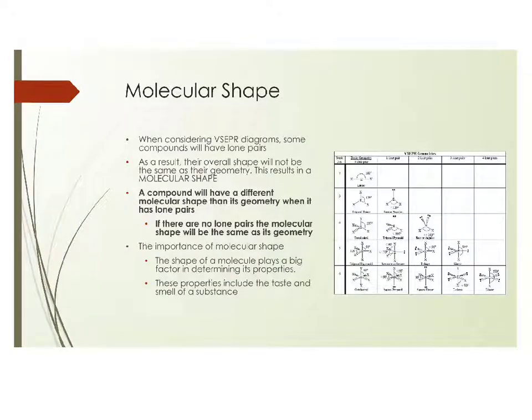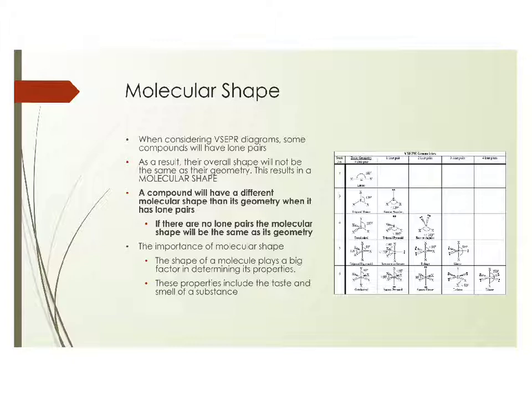When considering VSEPR diagrams, some compounds will have lone pairs. As a result, their overall shape will not be the same as their geometry, and this results in a different shape called the molecular shape. A compound will have a different molecular shape than its geometry when it has lone pairs. If there are no lone pairs in the compound, the molecular shape will be the same as its geometry, and the molecular shape will basically be the geometric shape.